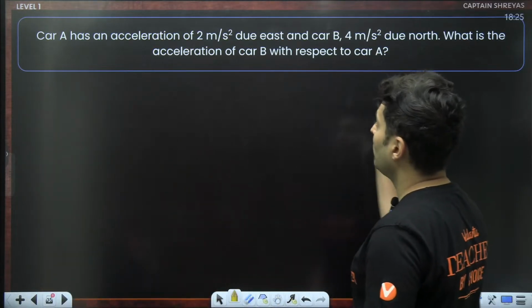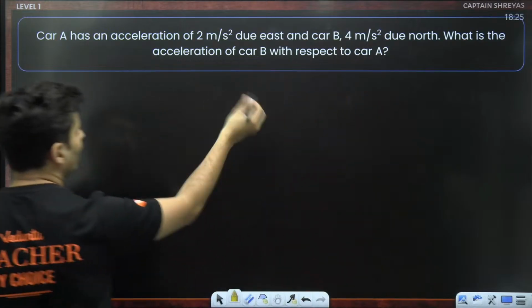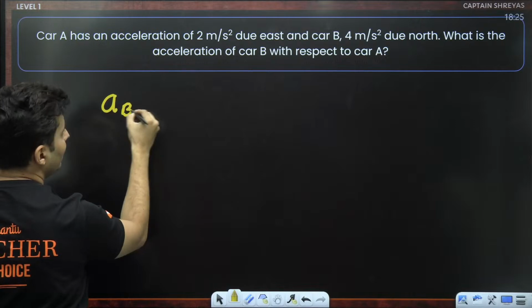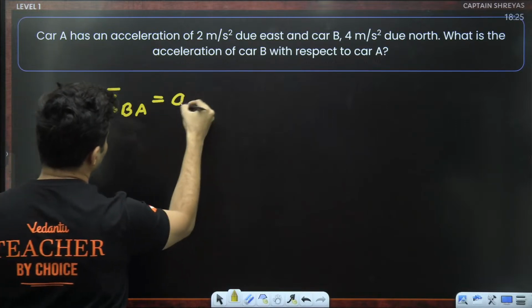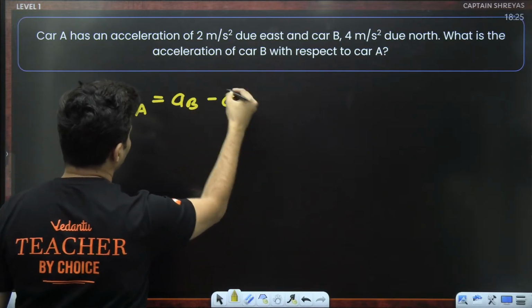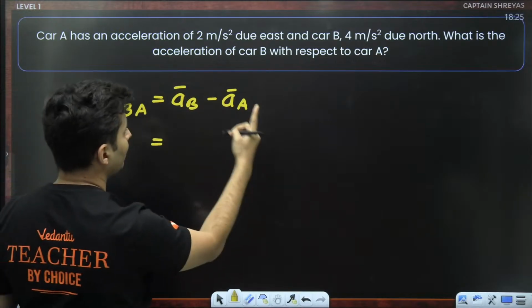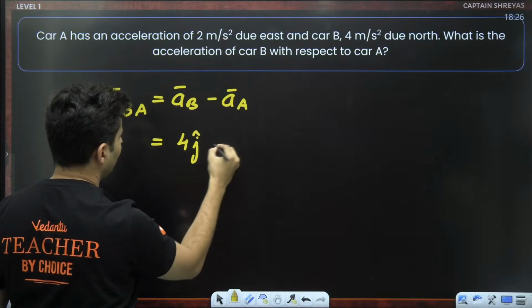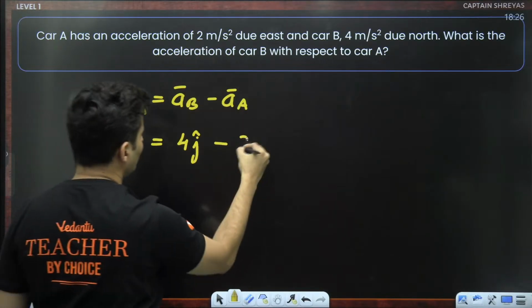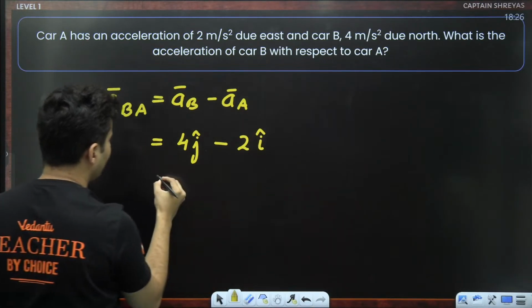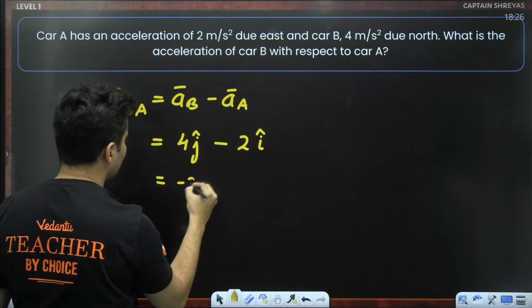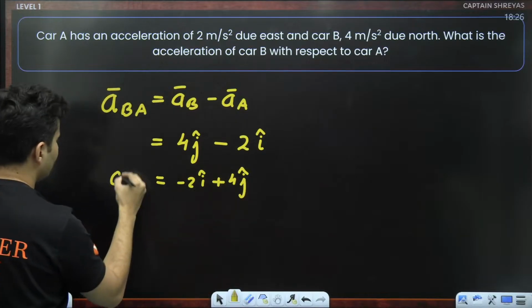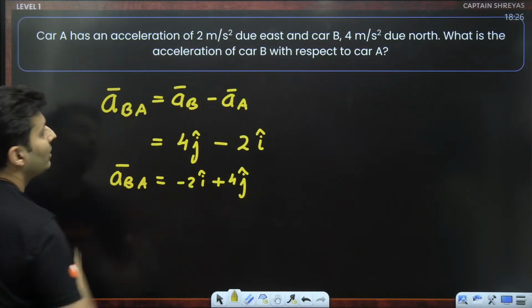Okay, so car A has an acceleration of 2 east, B has an acceleration of 4 north. What is the acceleration of car B with respect to car A? It will be acceleration of B minus acceleration of A. Acceleration of B is 4 due north, so 4 j cap, minus acceleration of A, which is 2 east, so plus 2 i cap. So minus 2 i cap plus 4 j cap is the answer, the acceleration of B with respect to A.